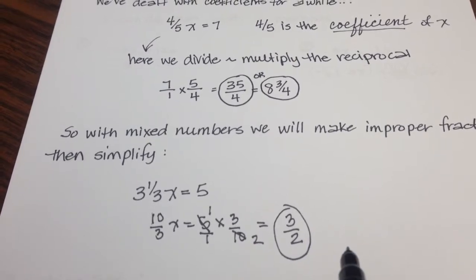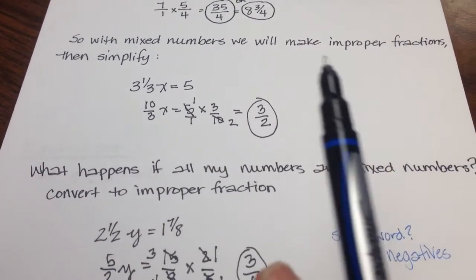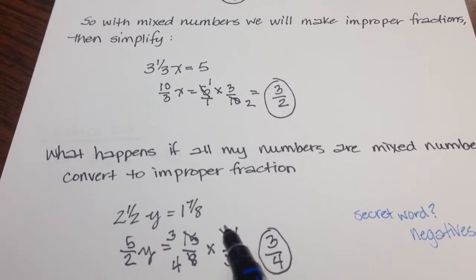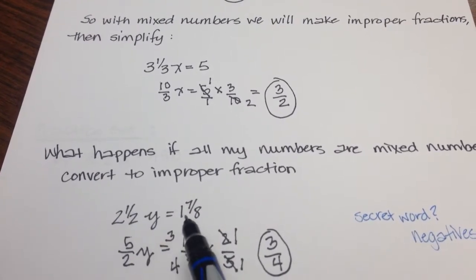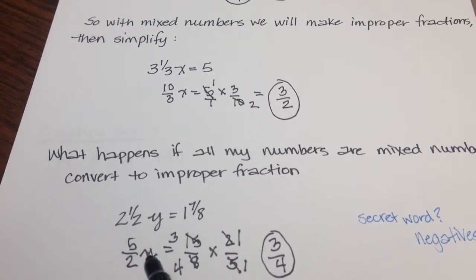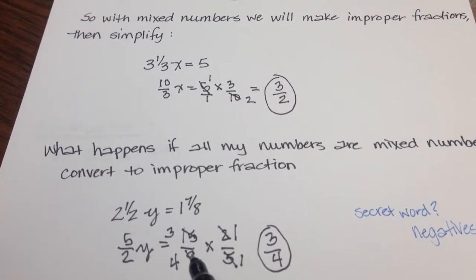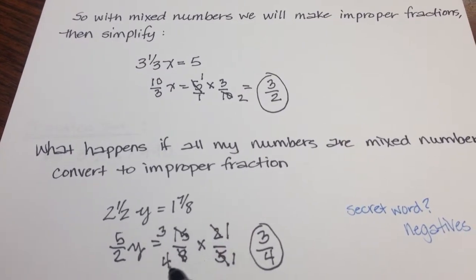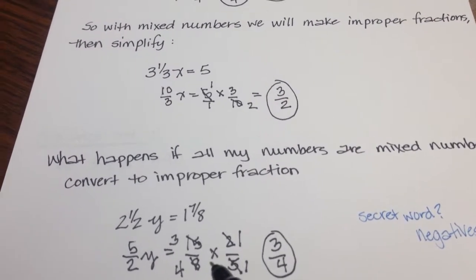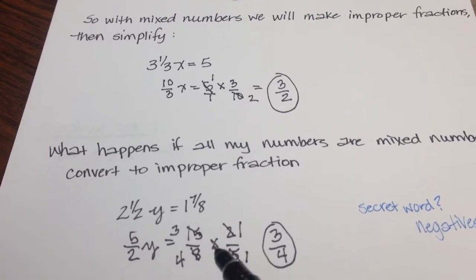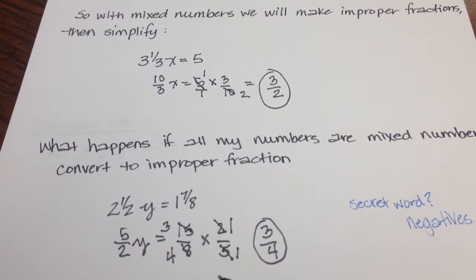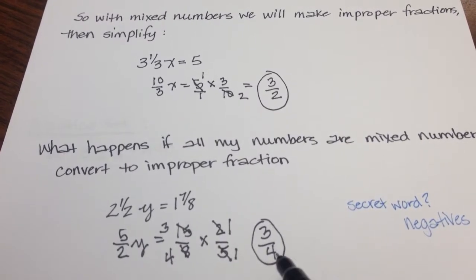That's fine with me. Now what happens if all my numbers are mixed numbers? We'll convert them all to improper fractions. So 2.5y equals 1 7/8. Well, convert it all. So I got 5 over 2 y equals 15 over 8. Now divide, which means multiply the reciprocal. So I got 15 over 8 times 2 over 5. And I did all my cross-canceling, and the answer is 3 over 4.